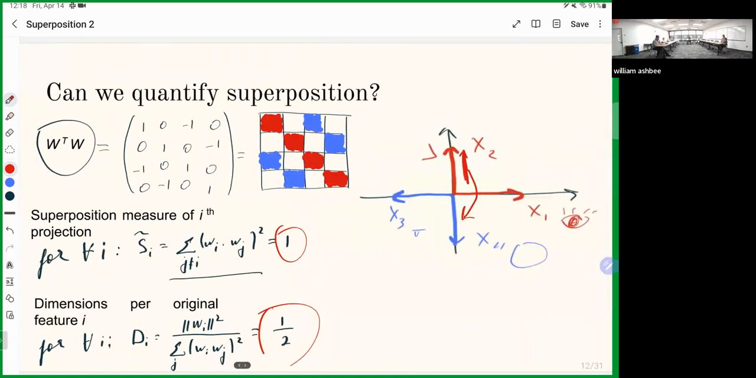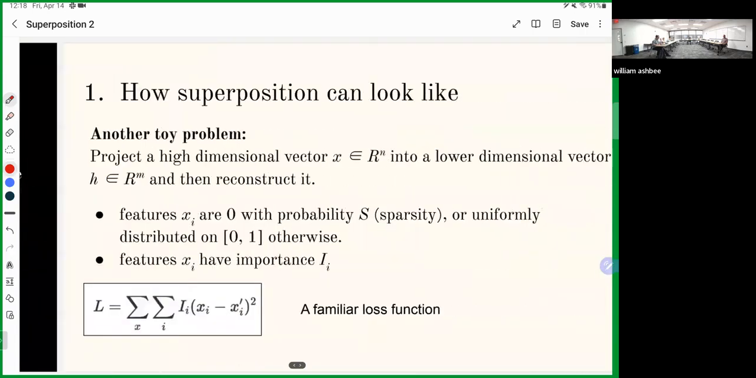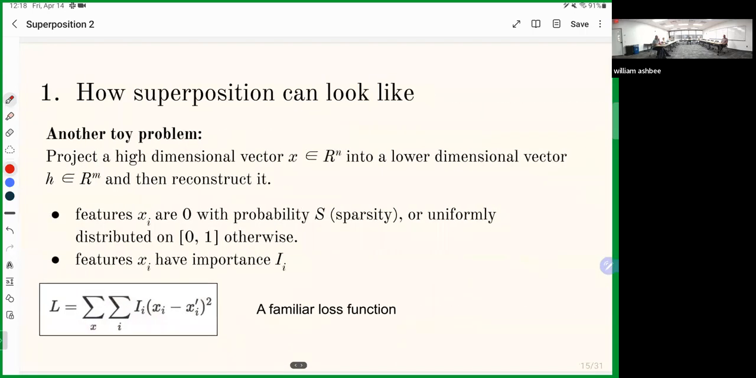This case was fairly simple. The superposition is diagonal, but if we had, say, 3 features, the superposition might look like this. Triangle. So to consider a more general case, let's consider the next problem, another third problem, which is considered in this post.